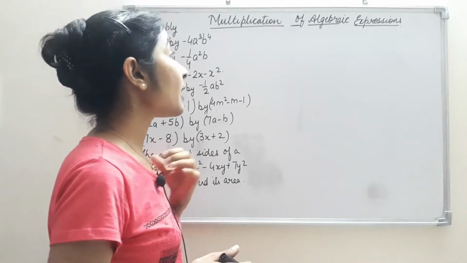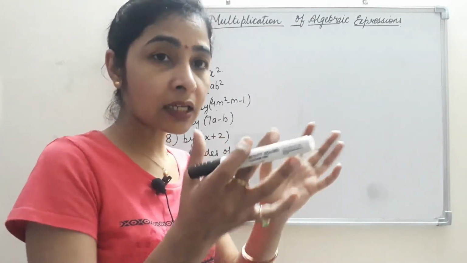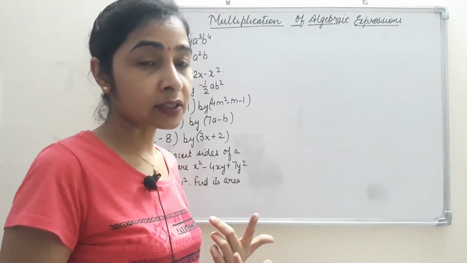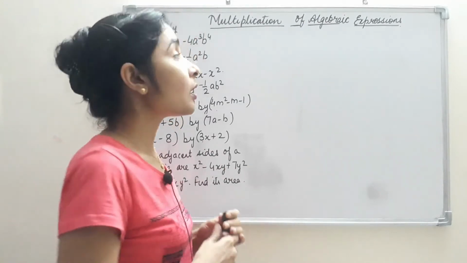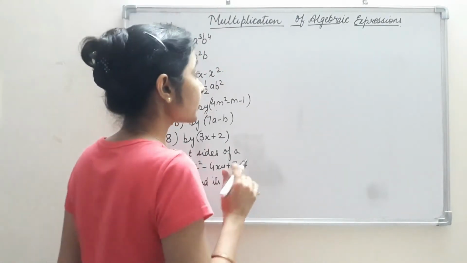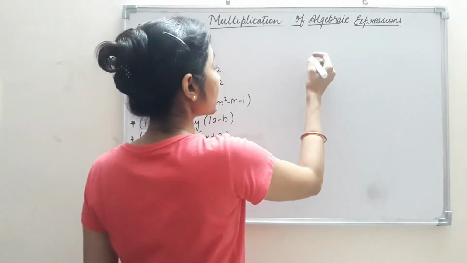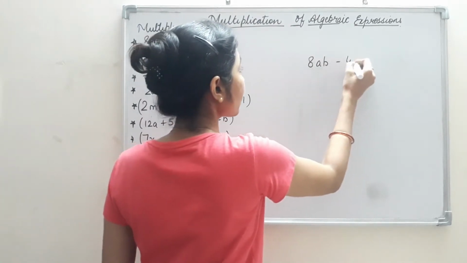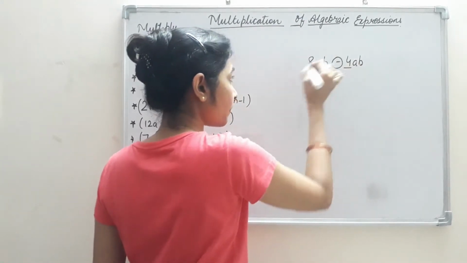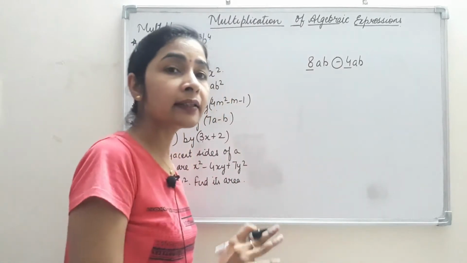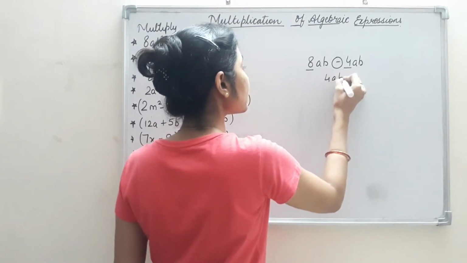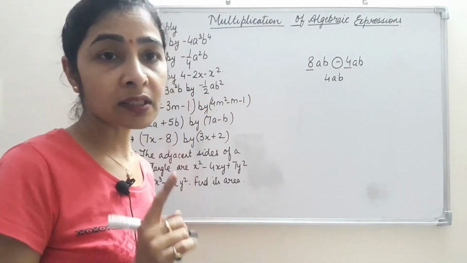Now algebraic expressions are composed of both constants as well as variables. In case of addition and subtraction, the coefficients were added or subtracted, but the variables remained as they are. For example, in the previous videos we did 8ab minus 4ab. We only did the mathematical operation between the coefficients and the variables remained as they are. That means 8 minus 4, I get 4, and the variable remains as it is, ab. But in case of multiplication it is not like that.